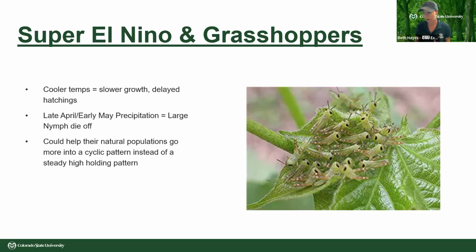So it will lower our temperatures, which is fantastic, meaning that the ones that we have already, it's going to slow down that growth rate, it's going to slow down their molting stages, and you won't have as many hatchings that start out in that early season when your plants are first trying to get a good grip on what's going on. That late April, early May, these are nymphs that you can see here. This is a picture from Utah State Extension.